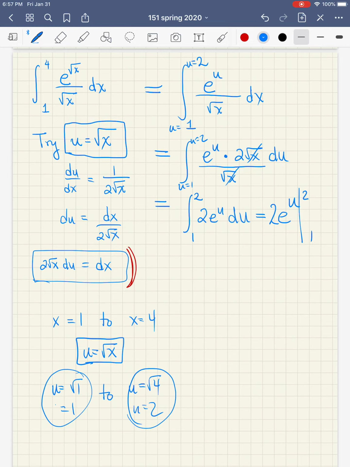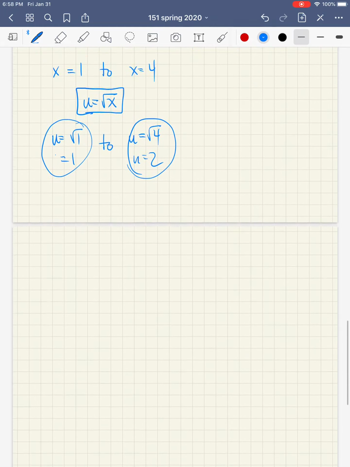Now that we're officially in the u universe, where everything is in terms of u, I don't need to write the u equals anymore. And when I plug in my answer, I get 2e squared minus 2 times e to the first power, which of course is the same answer we had before. So it's up to you which way you'd like to calculate these integrals. I think either of those is going to be fine.